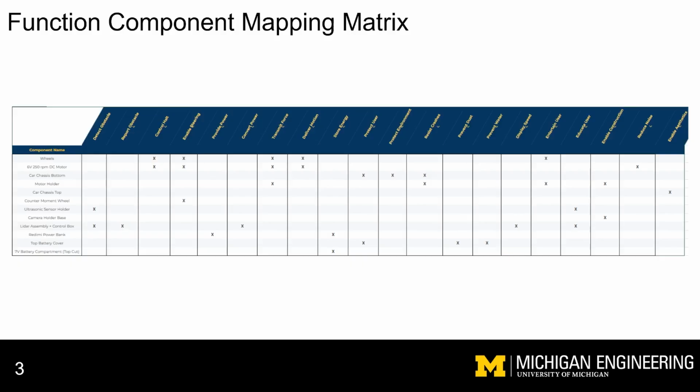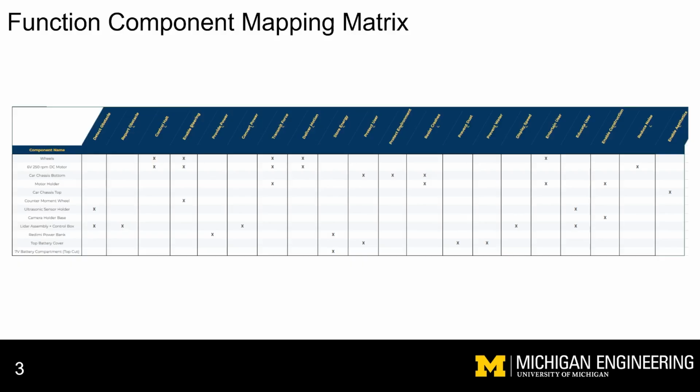And here we have the function component mapping matrix. All of the functives from the leaves on the FAST diagram shown previously are shown here, as well as the components that are meant to fulfill these functives. Notice that each part is responsible for at least some functive, and there are no functives that use more than 40% of the parts.